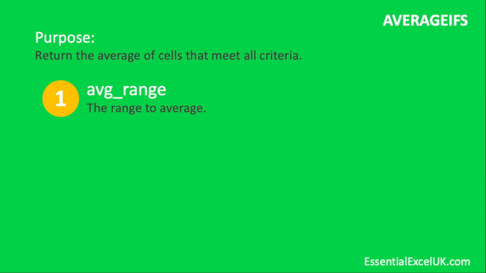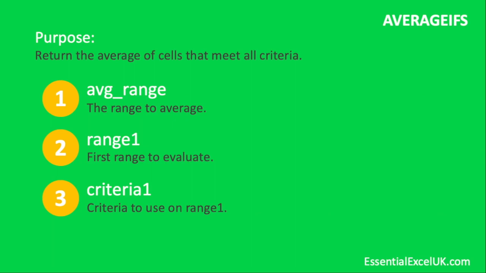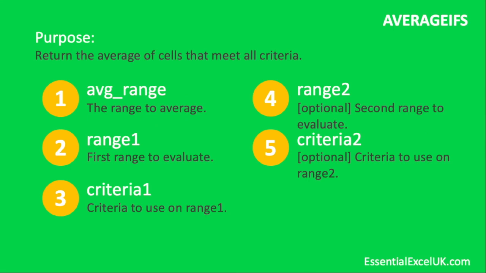So what makes up the AVERAGEIFS statement? We've got the average range, which is the range to average. The second part is range 1, the first range to evaluate. Point number 3 is the criteria to use on range 1. Number 4 is range 2, the second range to evaluate. And lastly, point number 5 is the criteria that we wish to apply to range 2. At the bottom there, you can see the formula in its entirety: average range, range 1, criteria 1, range 2, criteria 2.